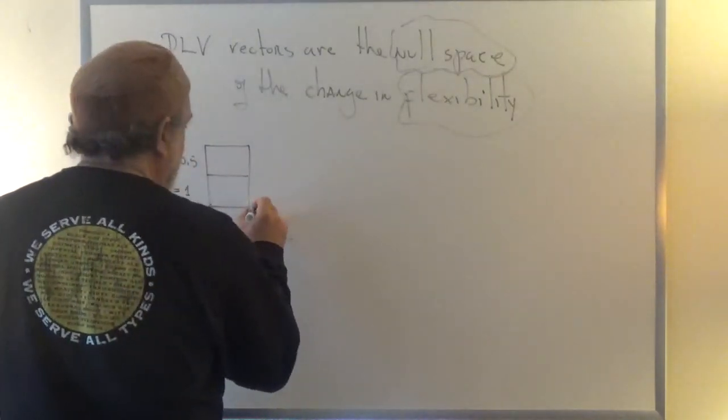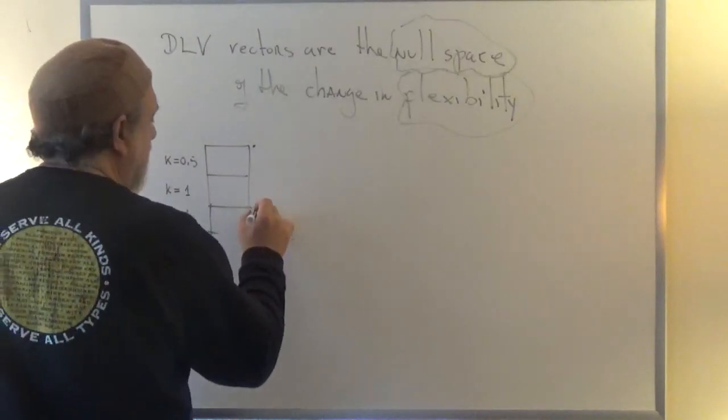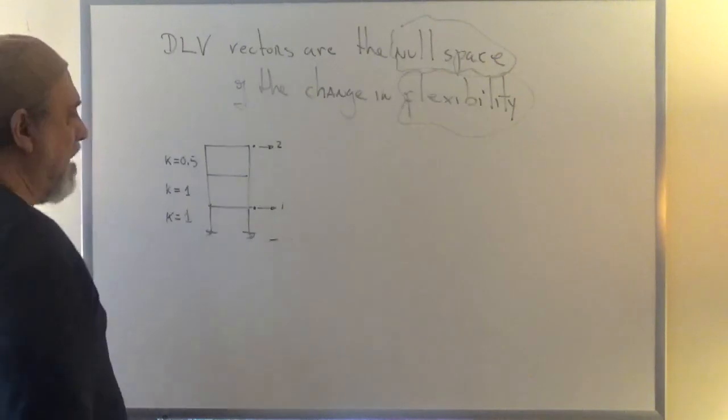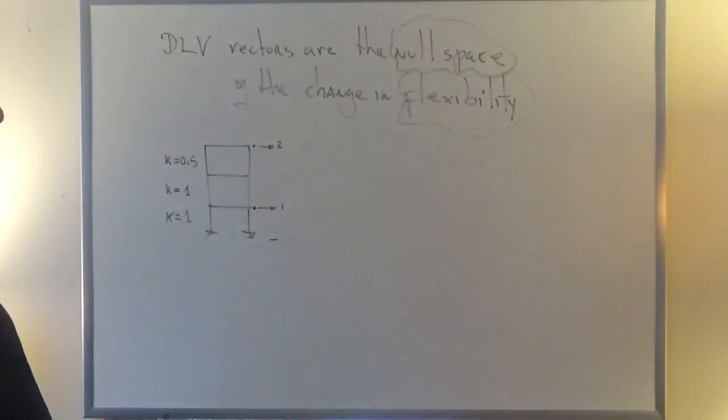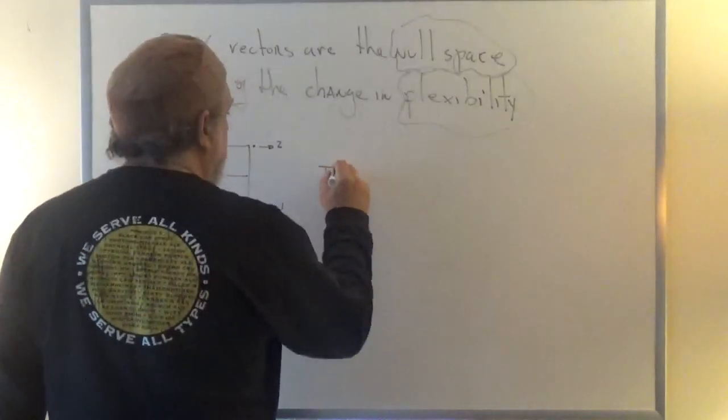More importantly, in order to talk about the fact that I don't have to have all the points, let's just say that my coordinates are only these two. I don't have a sensor in the middle. I just have 1 and 2. So let's see what is the flexibility matrix for this case.